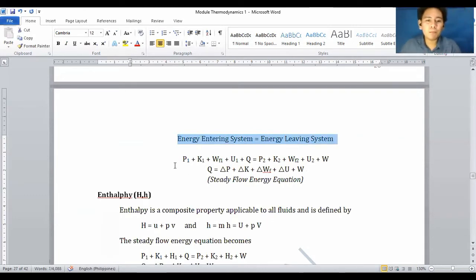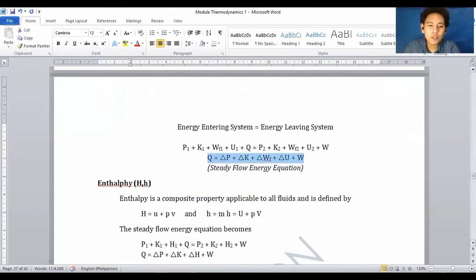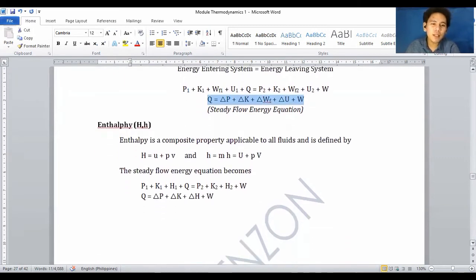So P1 plus K1 plus flow work 1 plus internal energy 1 plus heat equals P2 plus kinetic energy 2 plus flow work 2 plus internal energy 2 plus work. Solving for the heat, Q is equal to delta P plus delta K plus delta flow work plus delta U plus W, which is your equation. This is the derived equation for your steady flow energy.